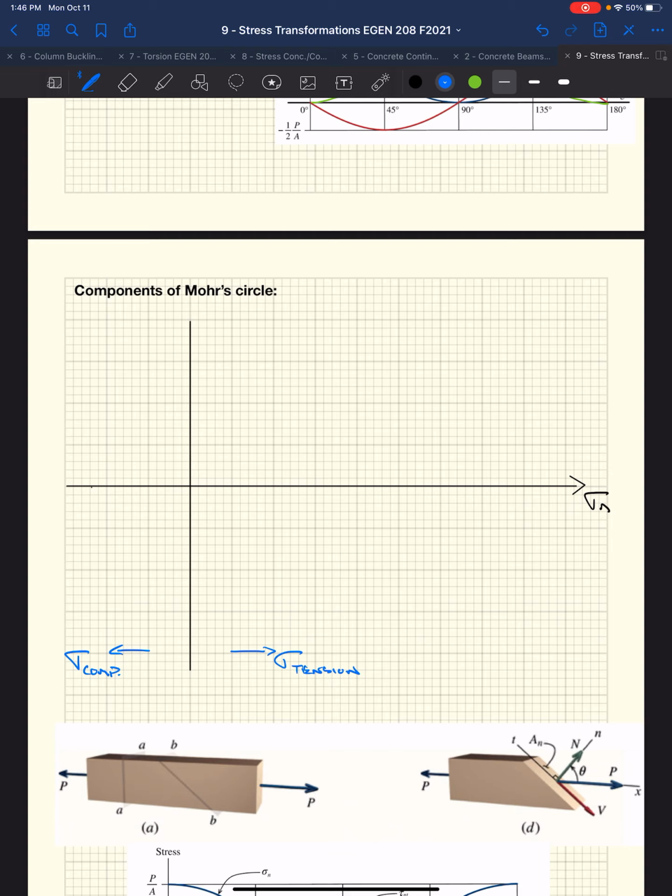What the hell is our y-axis? Well, our y-axis is our shear stress. It's the only other thing we have to really plot on our stress block. We know our normal stresses and we know our shear stresses. So we're going to plot our shear stresses on this y-axis.